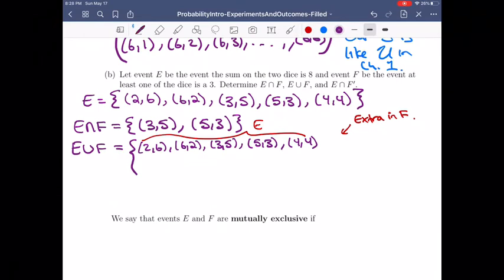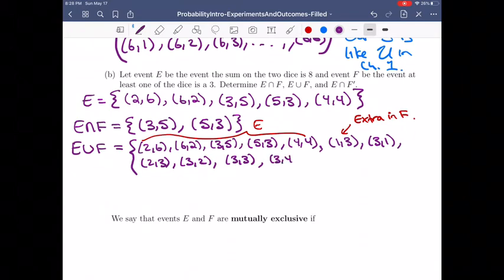So I want to write everything that has at least one 3 in it. So I could have 1 and 3, or 3 and 1. I could have 2 and 3, or 3 and 2. I could have 3 and 3, which only occurs in that way. I could have 3 and 4, or 4 and 3. Now I don't want to do 5 and 3 because I already have that one. Then I could have 3 and 6, or 6 and 3. And that's going to be all of them.